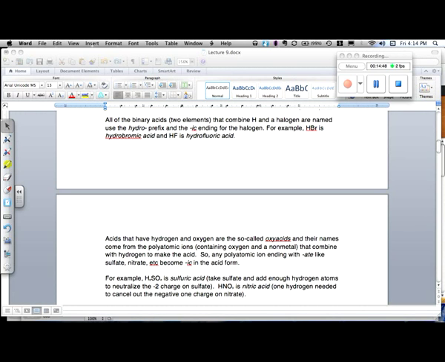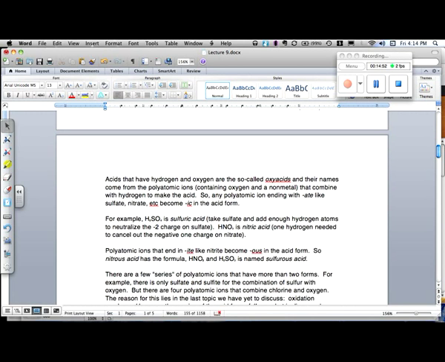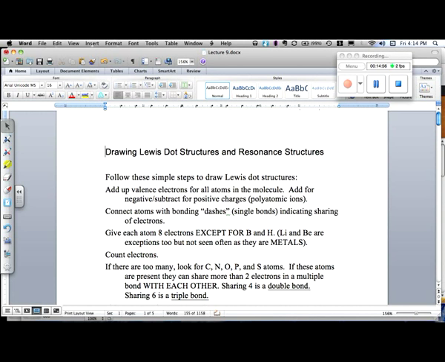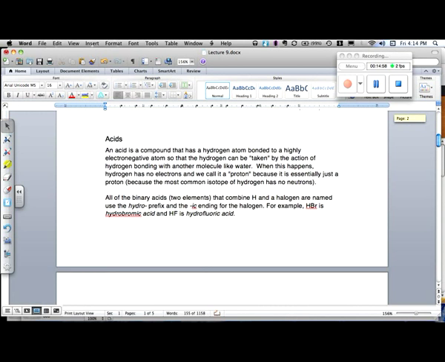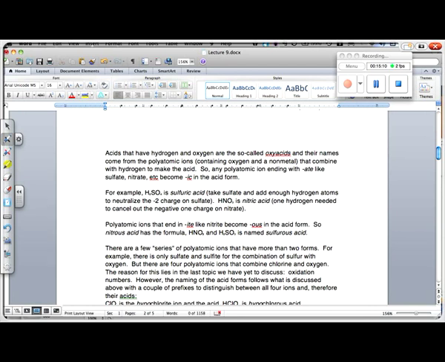Oxyacids, and there are many of them, have a lot of oxygen, a very electronegative element, and therefore the hydrogen bonded to the oxygen is very easily lost as that proton, as that H plus. So this is the way to think about oxyacids. Almost all of them come from, or are named according to, a polyatomic ion.